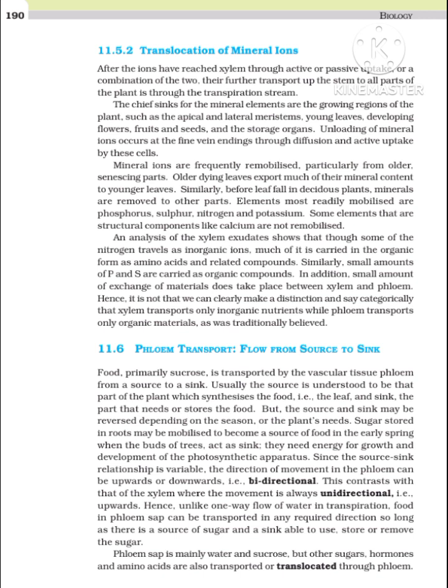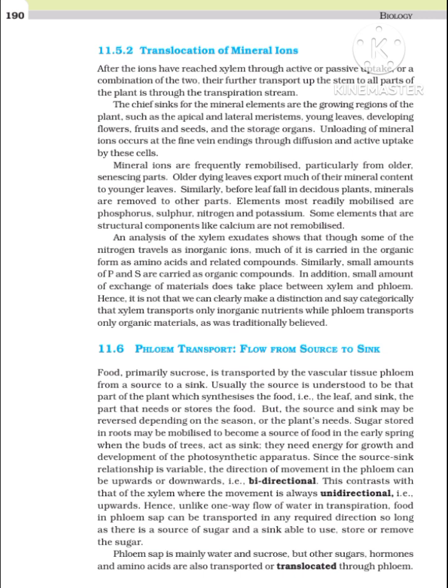An analysis of the xylem exudates shows that though some of the nitrogen travels as inorganic ions, much of it is carried in the organic form as amino acids and related compounds. Similarly, small amounts of P and S are carried as organic compounds. In addition, a small amount of exchange of materials does take place between xylem and phloem. Hence, it is not that we can clearly make a distinction and say categorically that xylem transports only inorganic nutrients while phloem transports only organic materials, as was traditionally believed.